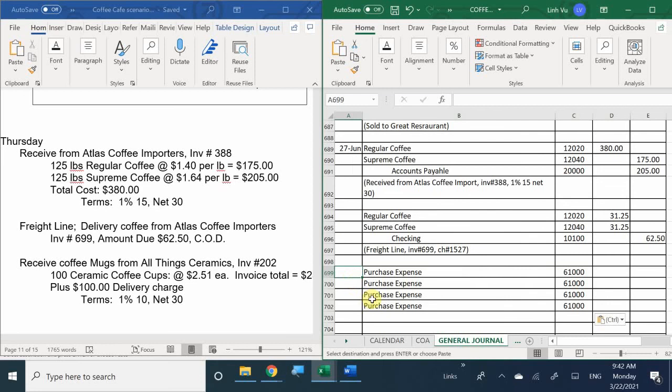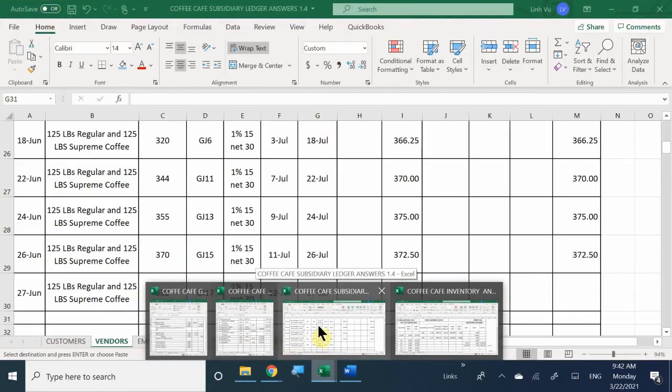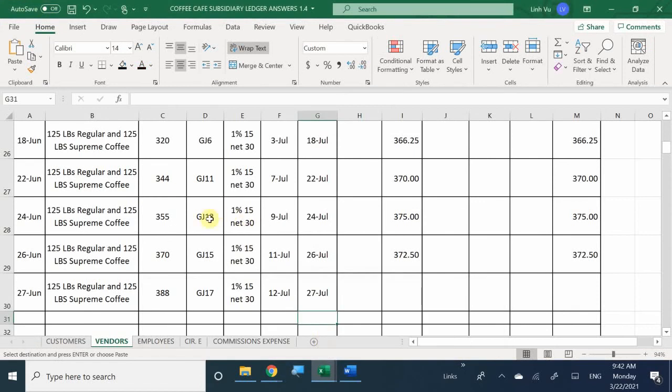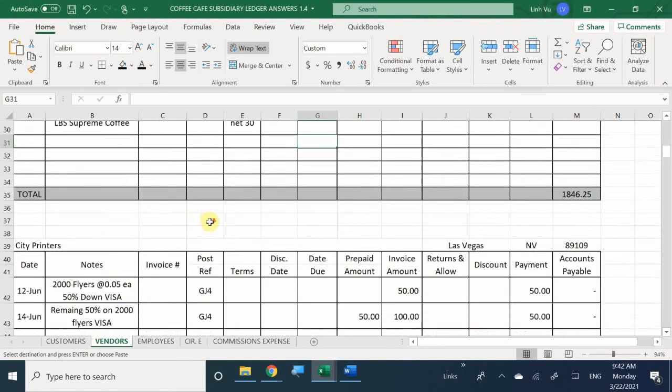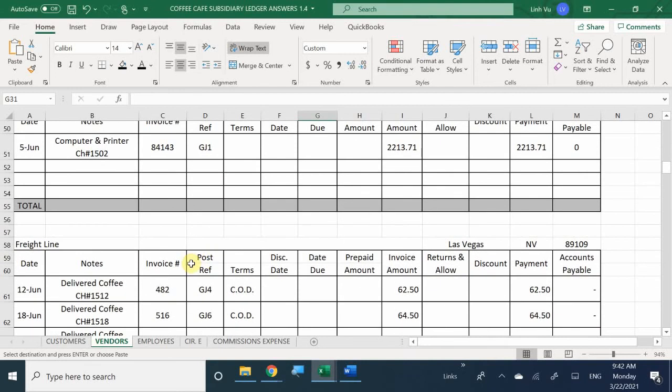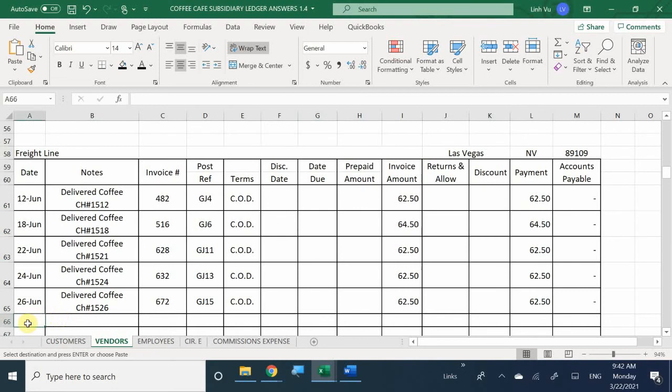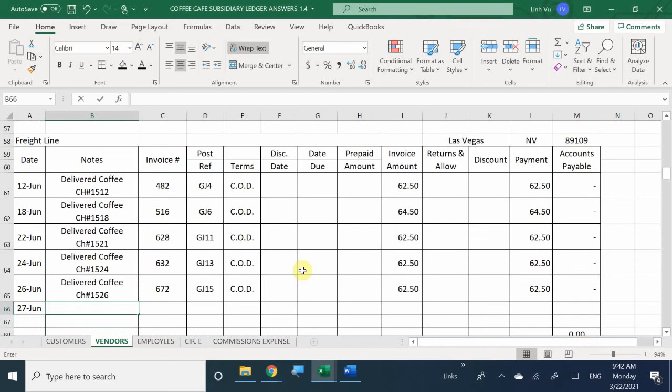Okay, wait. Before anything else, we have to update our subsidiary ledger for the freight line, just in case we need to return the coffee. Yes, all right. Delivered. I gotta type this one in. Delivered coffee.